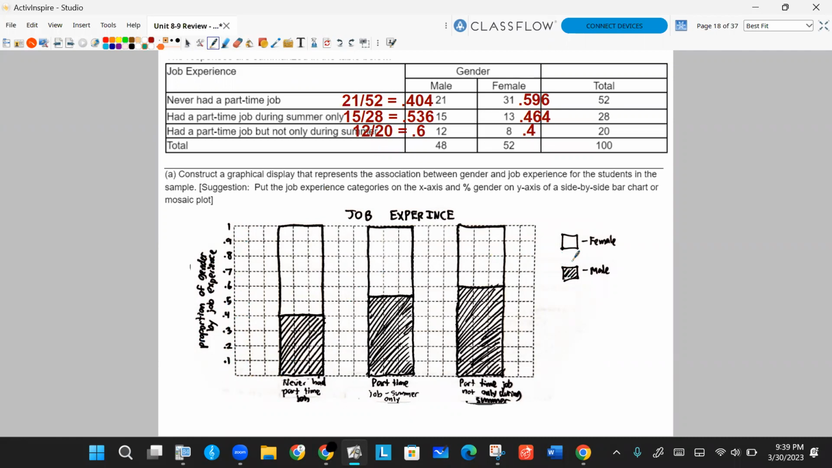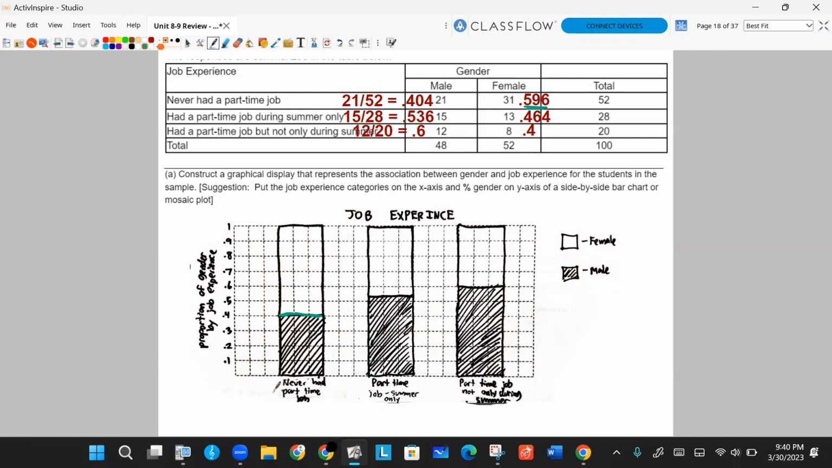I just did a little color coding. I did the shaded in for the male and the blank for the female. And I did a segmented bar graph. So if you notice here, the male is about 40%. It roughly goes to the 40%, meaning the other 60% or so is going to give you the female part for the never had a part-time job. Similarly, I'll have the same breakdown, 53.6% and 46.4% here for the male and the female, and 60 and 40 for male and the female for the had a part-time job, but not only during the summer.